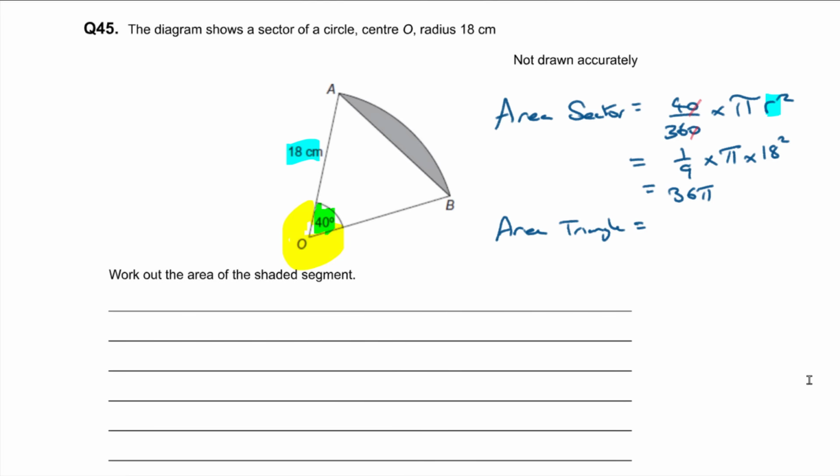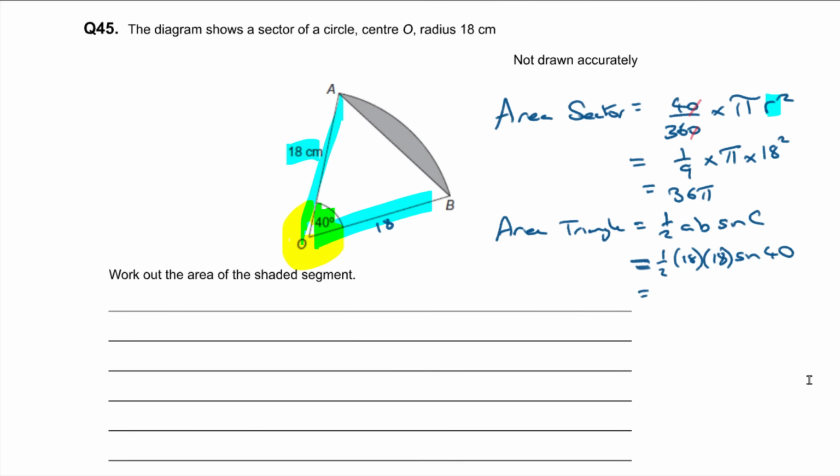Now for the area of the triangle, I'm going to use the trigonometric area formula, half ab sine C, aren't I? So half ab sine C. So remember, it's the two sides that you know and the included angle. So I've got that one marked at 18, but this one is also a radius, so that's also 18. So these are the two sides that I know, look, and the 40 is the included angle. So I'm good to use the rule. I'm going to just go straight away and plug those in. So it's half of 18 times 18 times the sine of 40.